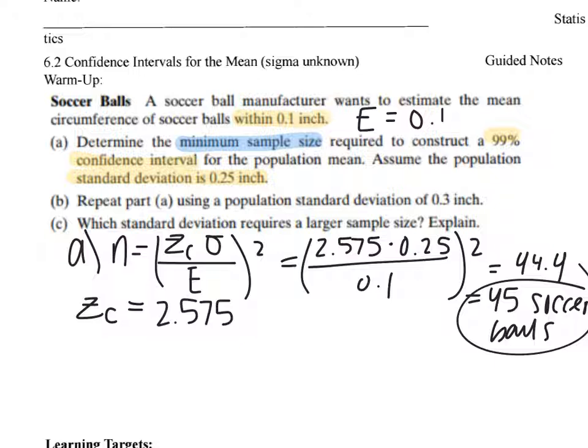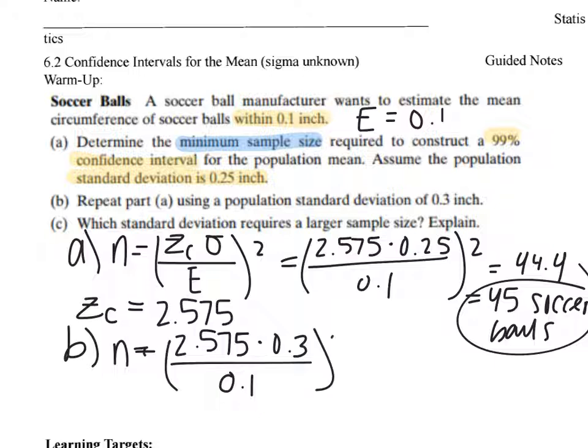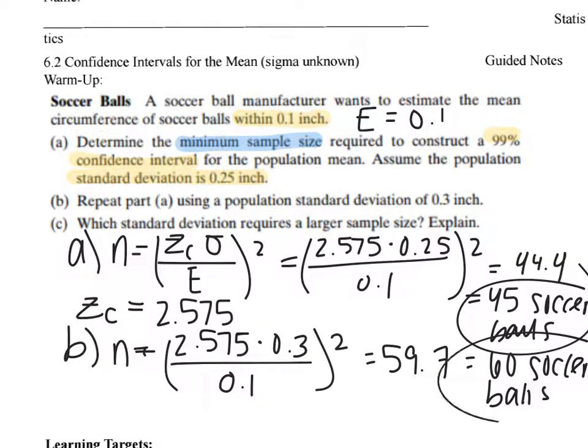So the minimum value we would need in order to construct a 99% confidence interval for that mean would be 45 soccer balls. Part B is going to ask us to do the same thing, but instead of using a population standard deviation of 0.25, we're using a population standard deviation of 0.3. So we have N equals, using the same critical value, times 0.3 divided by 0.1, and then we square the whole thing. We end up getting about 59.7, which we are clearly going to round up to 60 soccer balls.